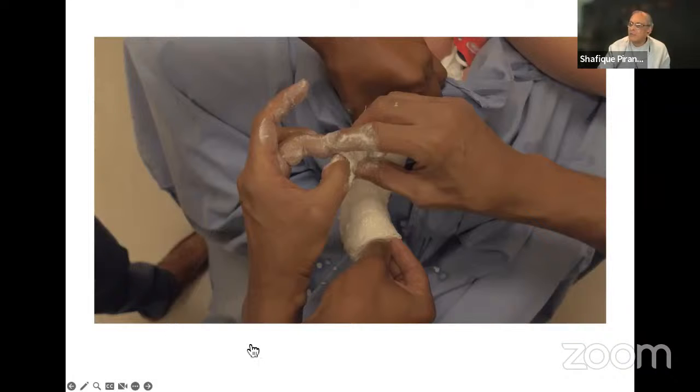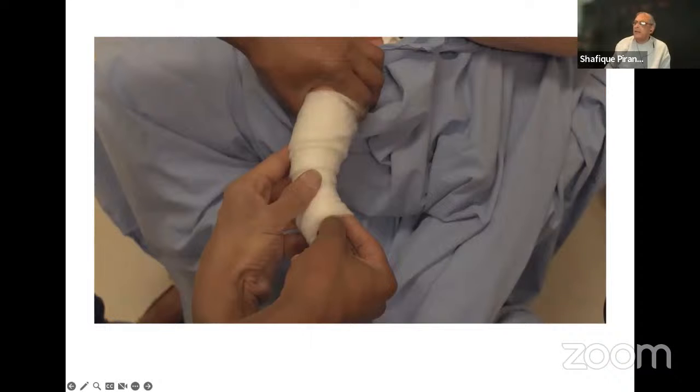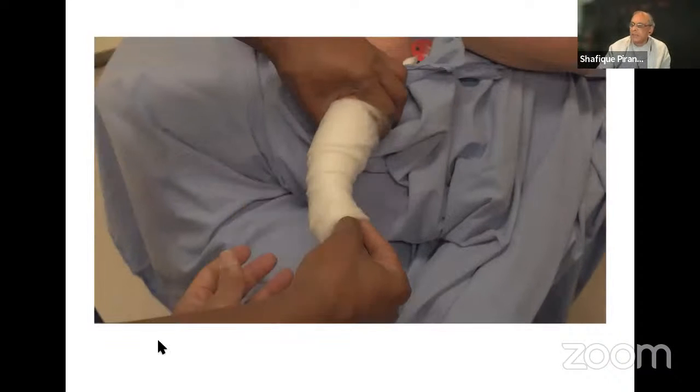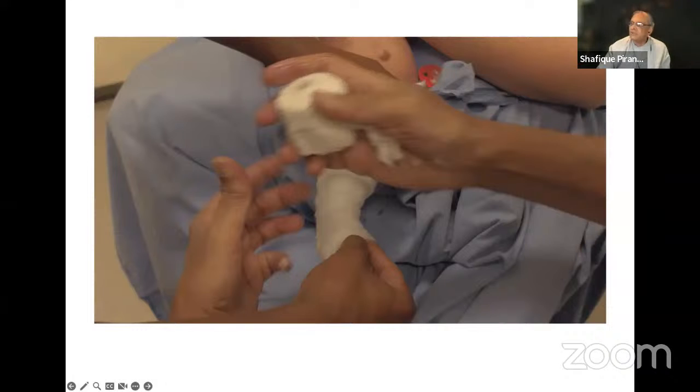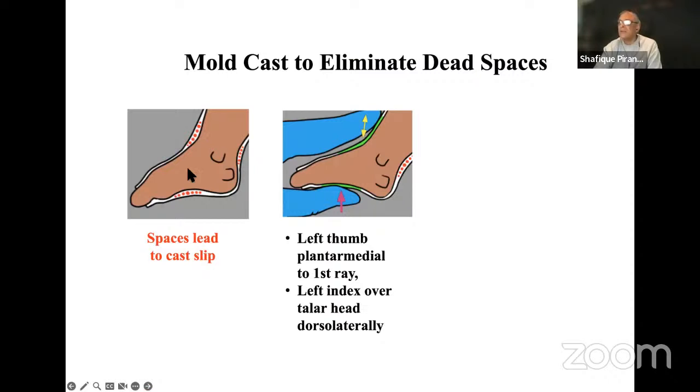And so now the next part is, I've shown you this already. Now you have to mold. The purpose of the molding is to take away dead space. And the places that I think dead space exists mainly are anterior to the ankle, underneath the first ray, and behind the Achilles tendon. So how do you take those dead spaces away? You have to mold over those places.